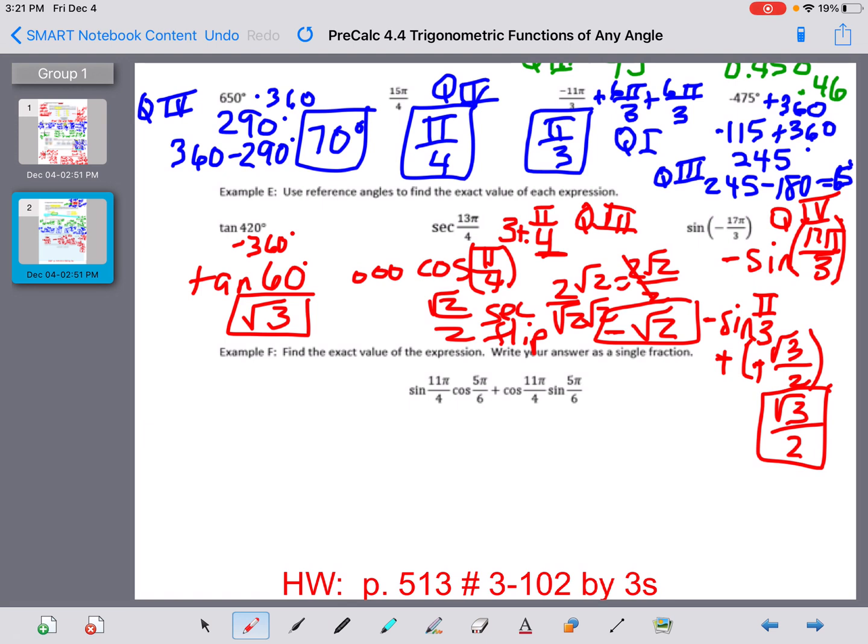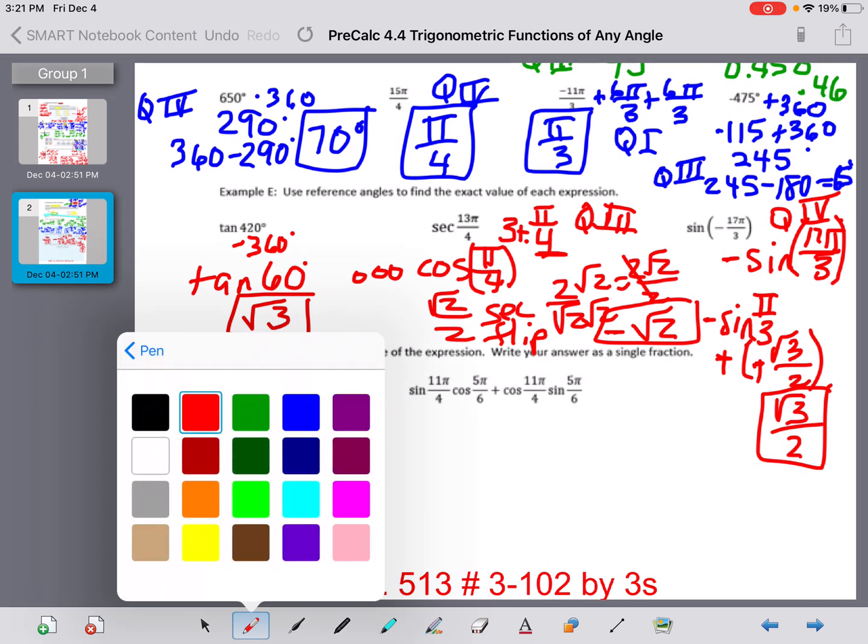Got to know your signs and your quadrants. You got to know your reference angles to make sure you're in the right thing, okay? All right, last one. Find the exact value of the expression and write your answer as a single fraction. Okay, I'm going to do a little activity here first to make this easier.